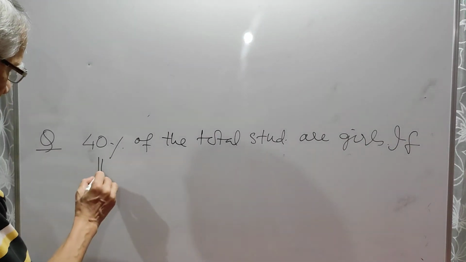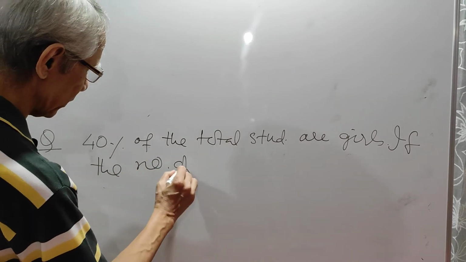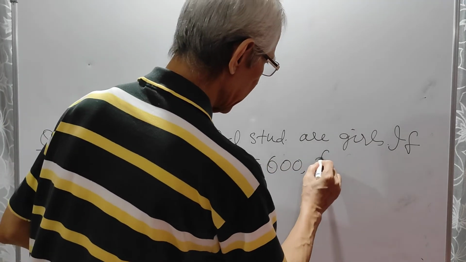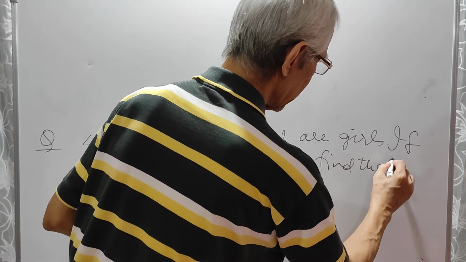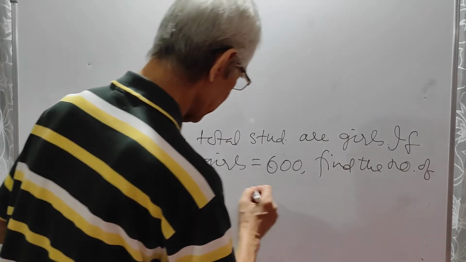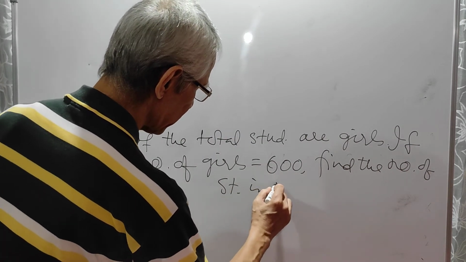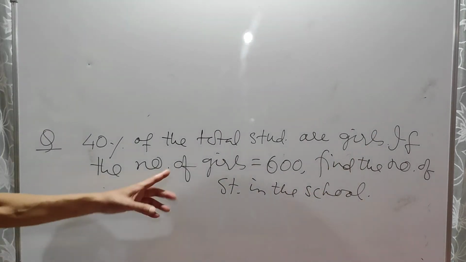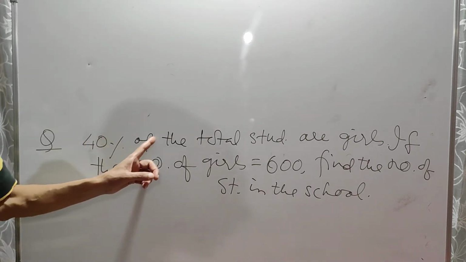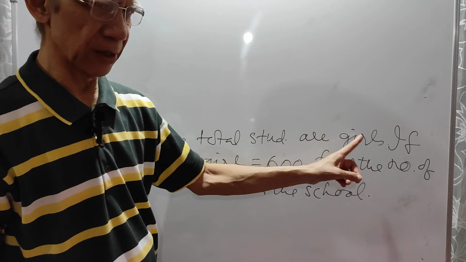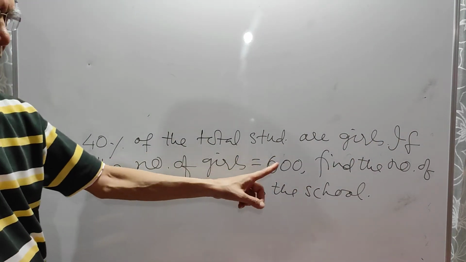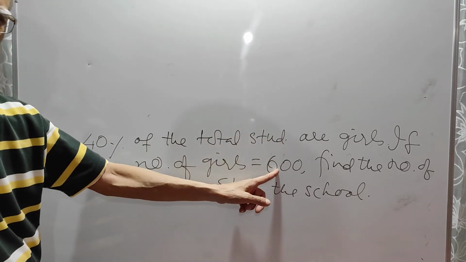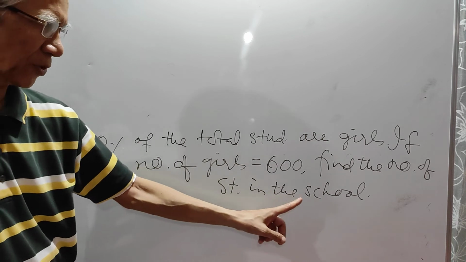If the number of girls is 600, so find the number of students in the school. Okay, this is the whole question. 40% of the total number of students in a school are girls. If the number of girls is 600, so 40% of the total number of students is 600. So you have to find the total number of students in the school.